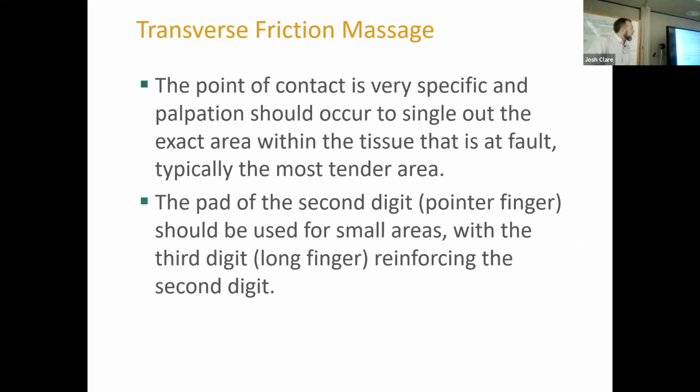So the point of contact is very specific, and palpation should occur to single out the exact area of tissue that's at fault, typically the most tender area. We're going to be using the second digit or the third digit. So this says second digit, pointer finger, for the small areas, third digit reinforcing the second digit.